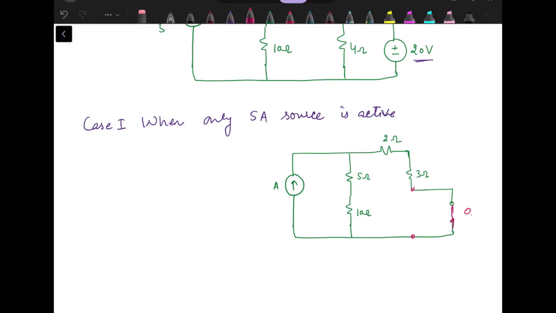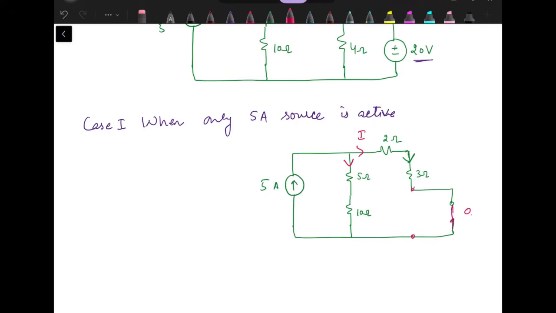This is the circuit. This is a 5 ampere source. We need to find out the current through the 3 ohm resistance. Now we don't need to go for any mesh analysis or node analysis. We have a 5 ampere source that is supplying 5 ampere current. That current is getting divided into parts because we have two different branches which are connected in parallel. So we can apply the current division rule.